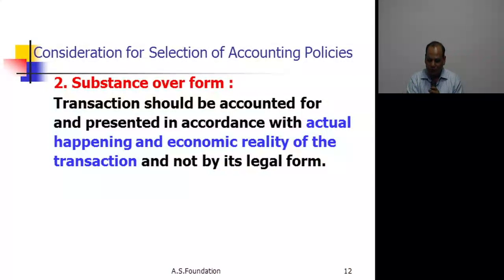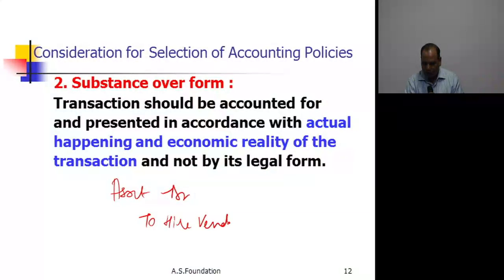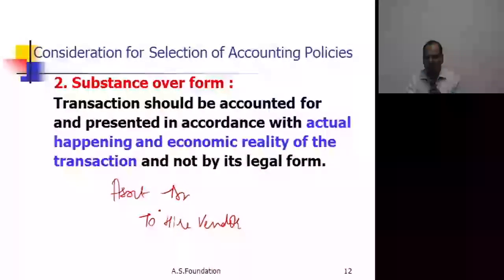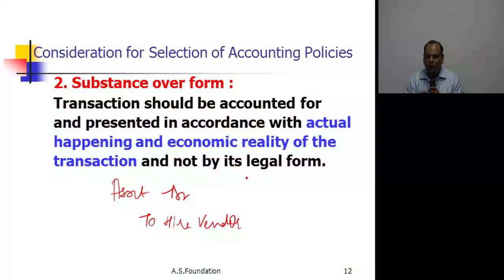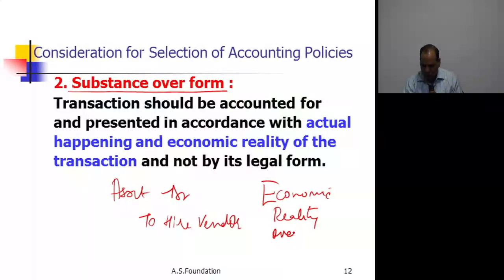So therefore, in hire purchase, the moment you purchase the asset, you pass an entry, asset account debit to hire vendor account. If you go by the form, the entry is wrong because you are not the owner. So you have no right to capitalize an asset for which you are not the owner. But in substance, you are the owner. So that is an example of substance over form. Economic reality over legality should be given importance. Correct?